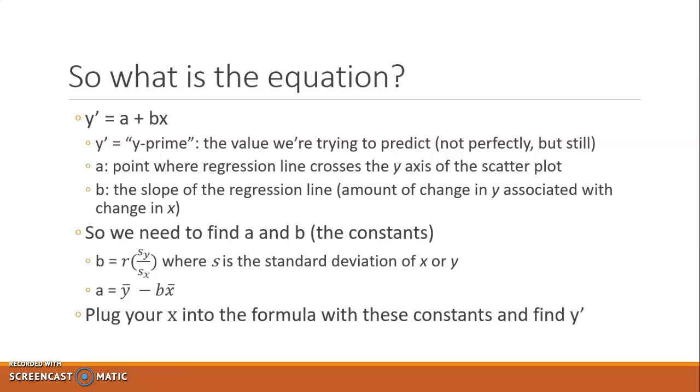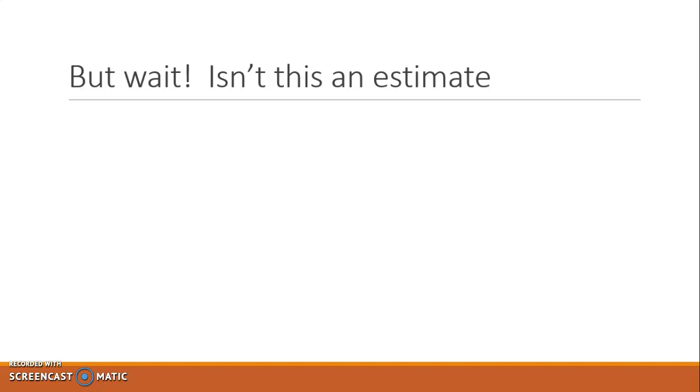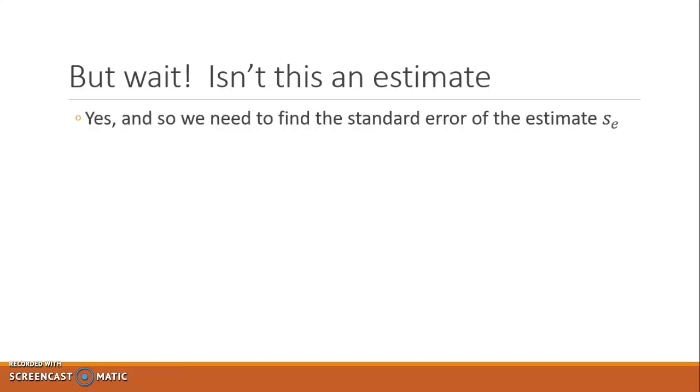But wait, I hear you cry. This is an estimate. We can't know precisely where y is because it's an estimate, right? And yes, it is. And so therefore, what do we need to do? We need to find our old friend, the standard error. Remember the standard error way back from like January and early February? We need to find the standard error. What's the formula? There it is.